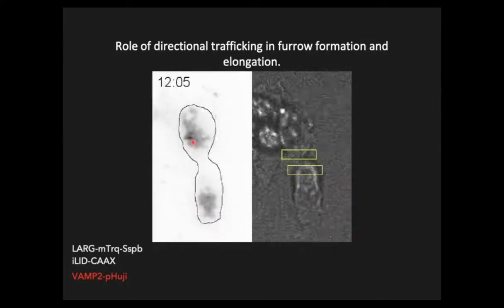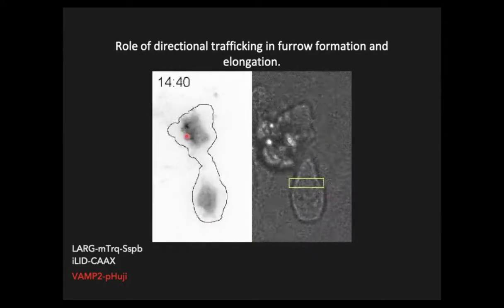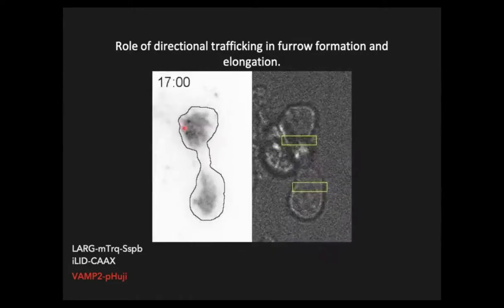You see here. Then we can see that VAMP2 is polarized in the front, and these results show that there is exocytosis at the front of the cell. Also, VAMP2 stays in the membrane for a while. The kinetics of VAMP2 is around 20 minutes before coming back to endosomes.